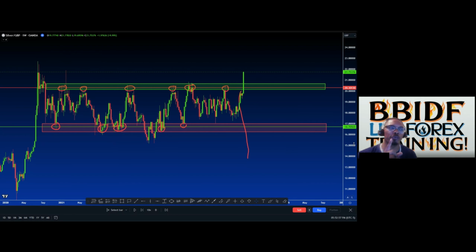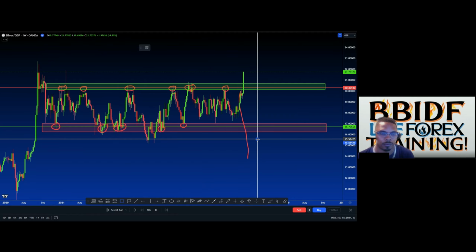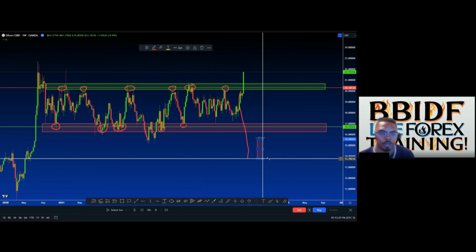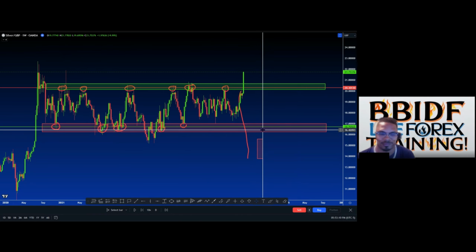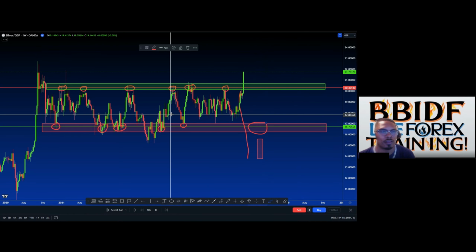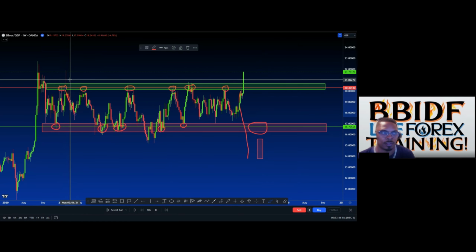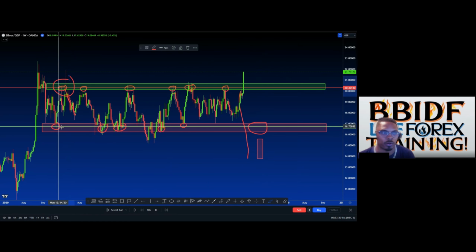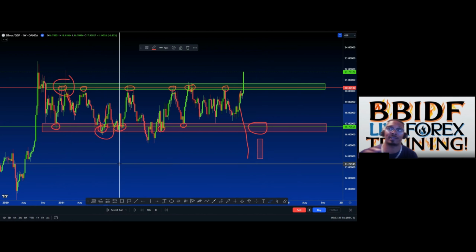But here's the real reason why that zone is resistance, guys: the candles. All right, I'm gonna draw a little candle. Because the candles are below that zone. Remember, guys, if we're talking resistance, the candles are below that zone. If we're talking support, it's because the candles are above that zone. It's that simple.